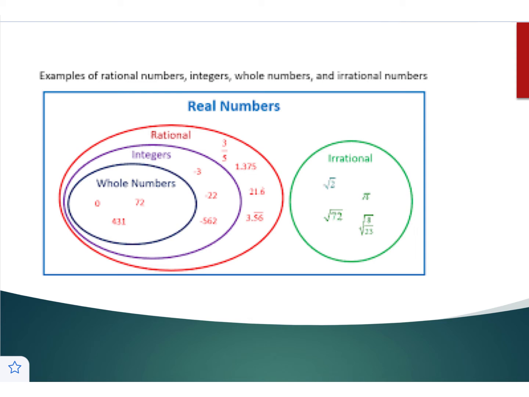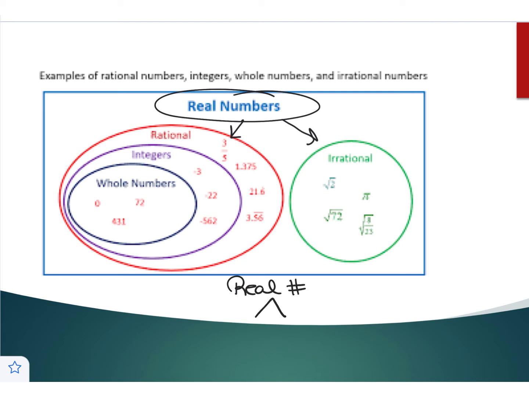Some examples of rational and real versus our irrational numbers. Okay, so our real number system is something that's used every day. Every number that you can imagine falls into this category of real numbers, and then it has some subcategories. So we can break up real numbers into rational and irrational. Okay, so real numbers is like the big thing.